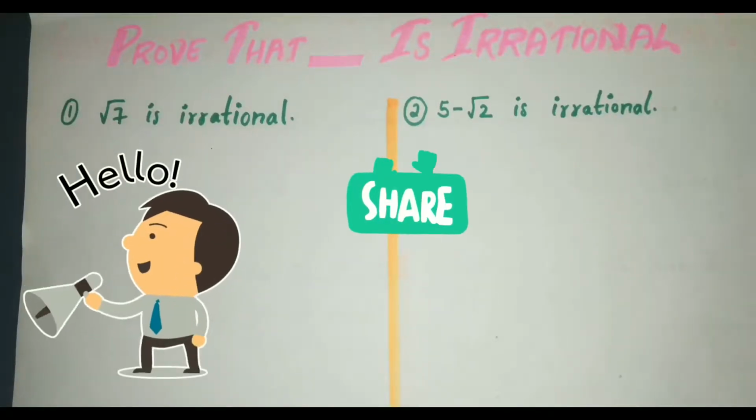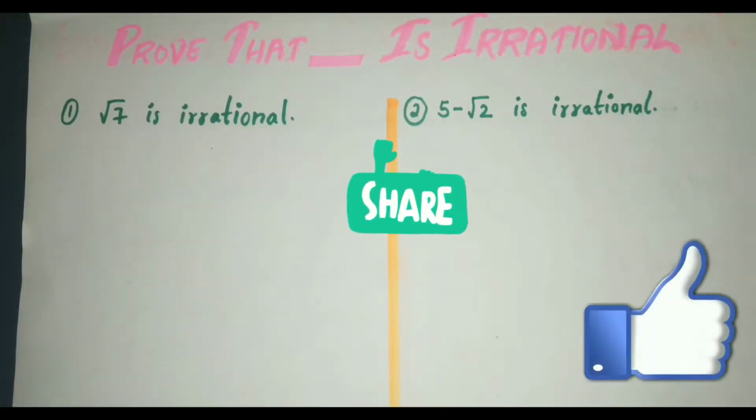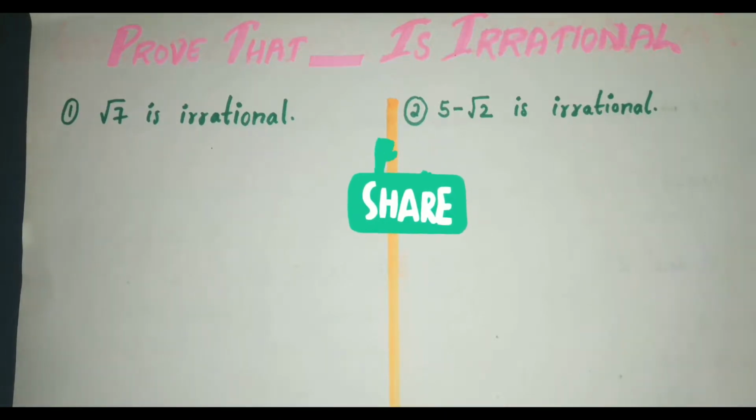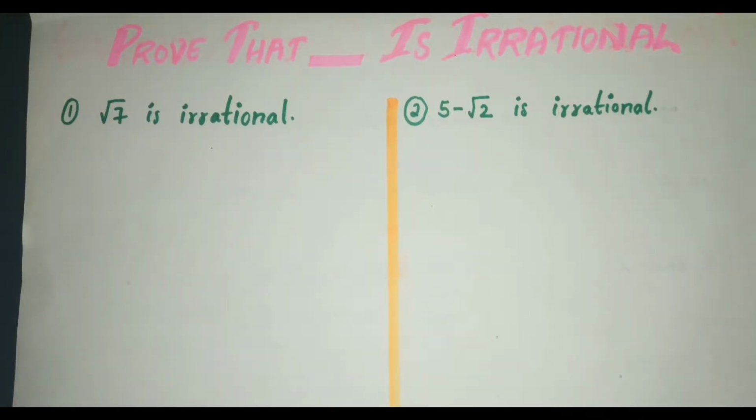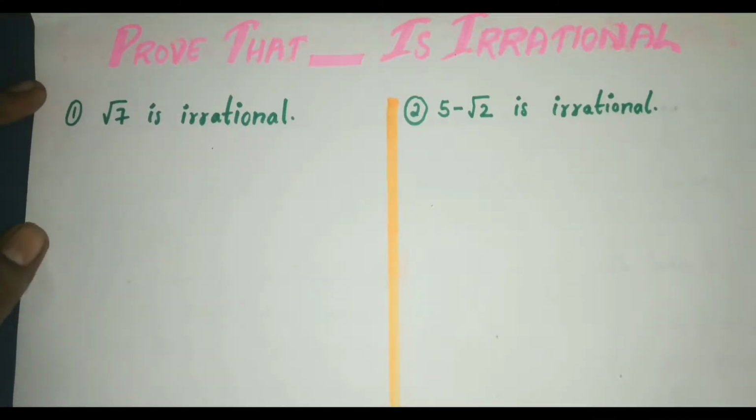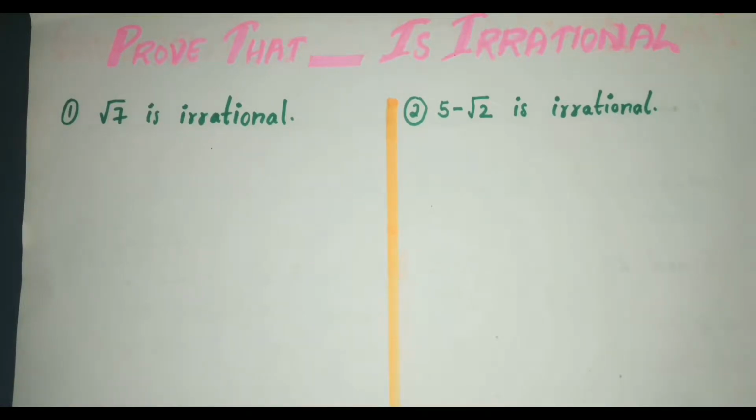Guys, in this video we are going to prove that a given number is irrational. For proving that, you have to follow some steps: you have to assume that the given number is rational, then you have to prove that our assumption is wrong. Fine, so let's get started.